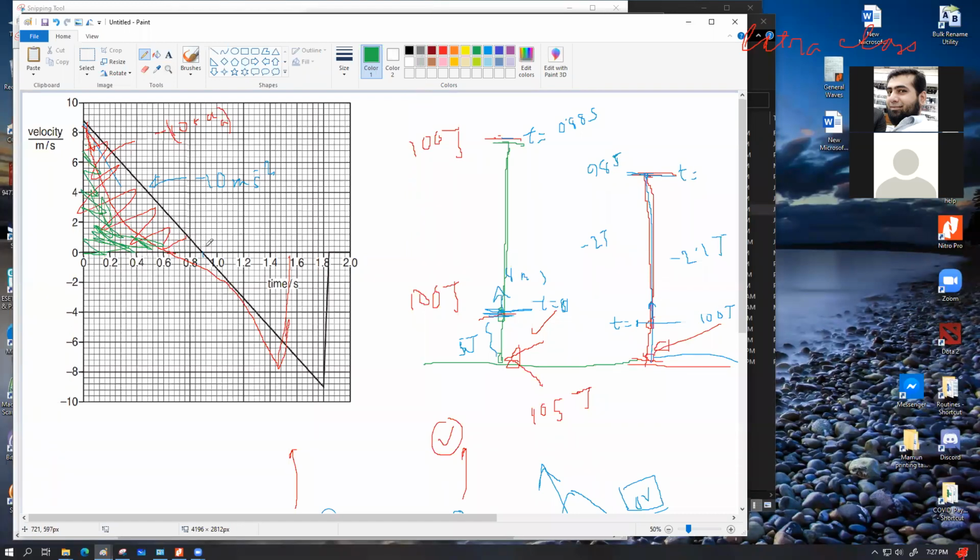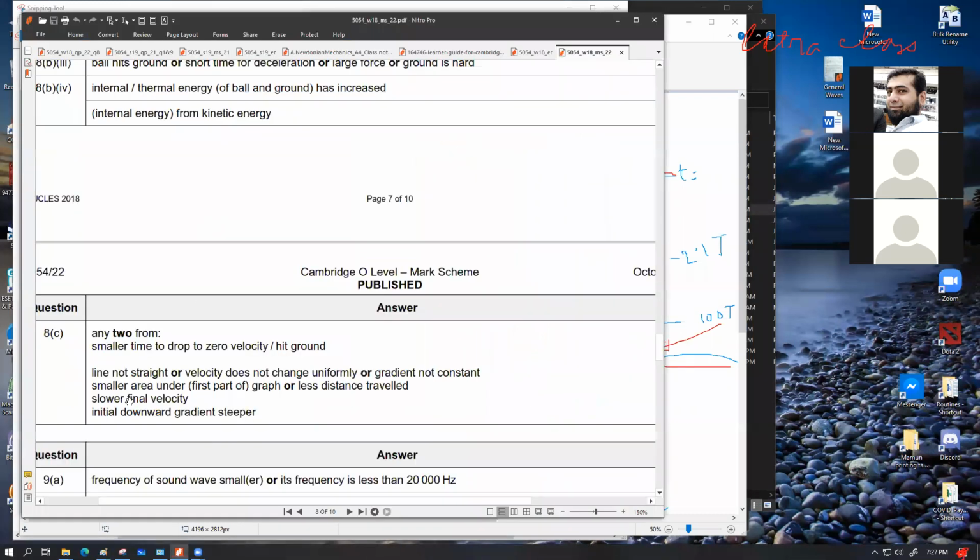So before reaching zero velocity, the area under the graph for the left part should be less. So maximum language, let's look again and try to understand. The smaller area under the first part of the graph, or you can write for the entire graph, that also is true, or less distance travelled. You can directly write less distance travelled and that will also work. I would personally prefer you go for this proposal.